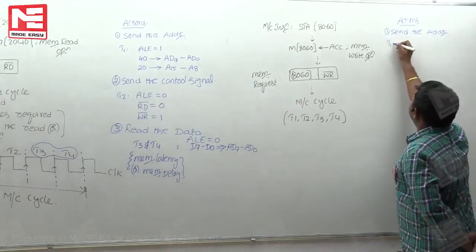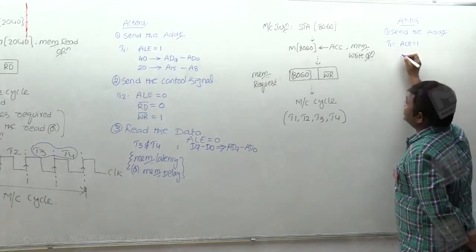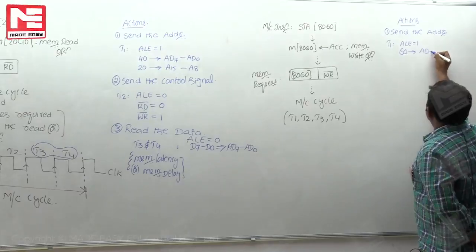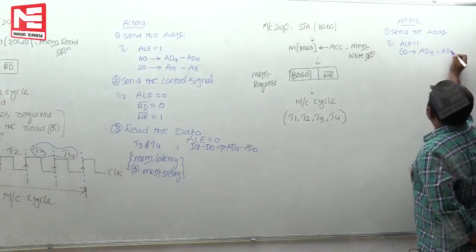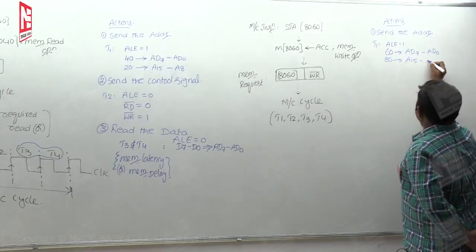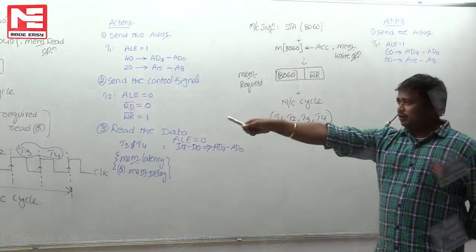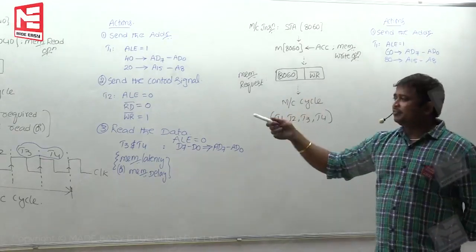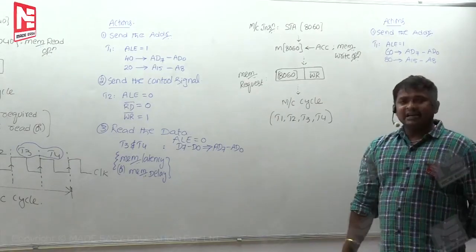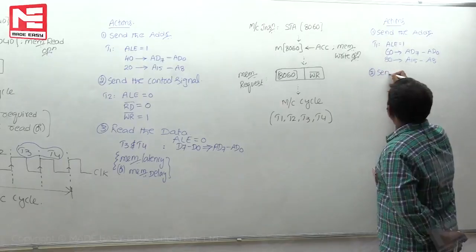Okay, that means T1, ALE pin equal to 1. Next, address 60 will be present on AD0 to AD7. Next 80 will be present on A8 to A15. Now automatically on the hardware this information will be passing, then latch information will be changed, memory cell is also changed. Next second action, send the control signal.